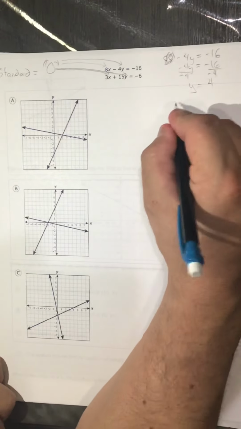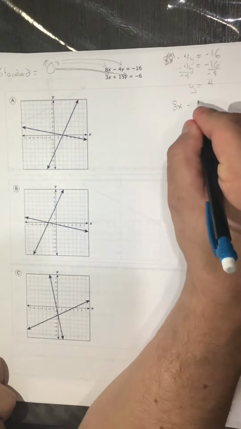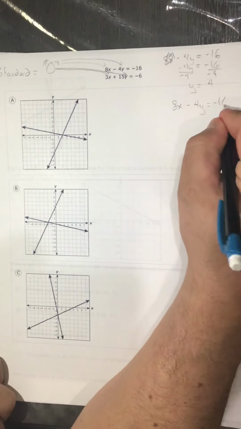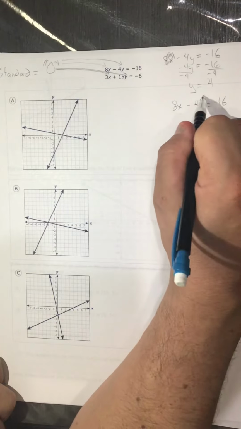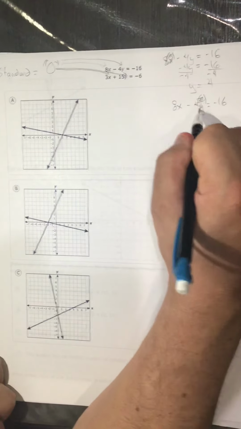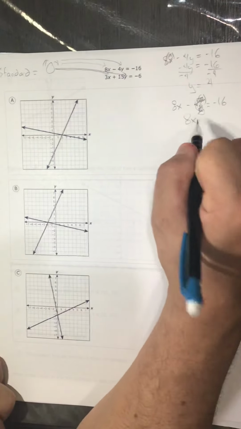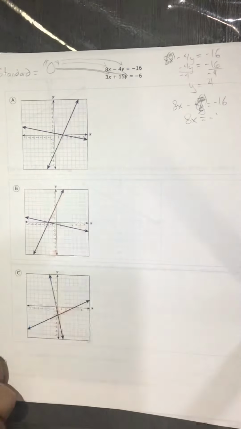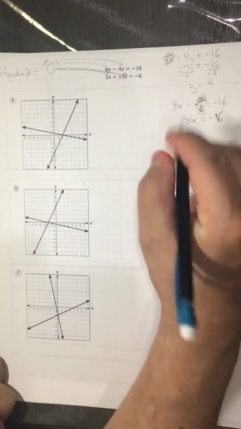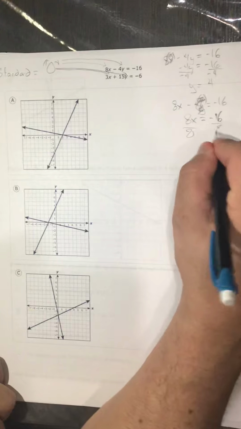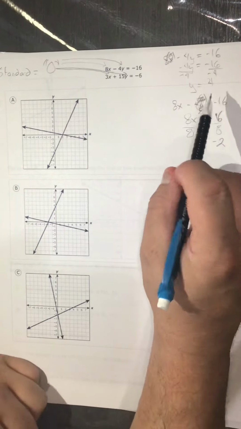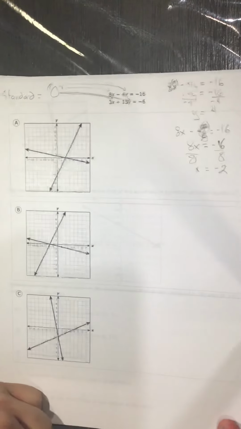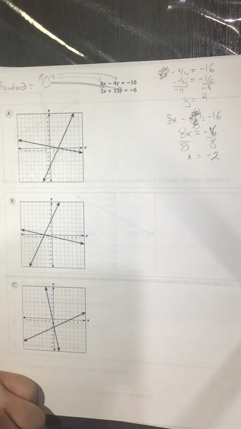Now I'm going to do the exact same thing. 8x minus 4y equals negative 16. But this time, instead of substituting 0 for my x, I'm going to substitute it for my y. And these are going to cancel out. So I'm left with 8x equals negative 16. When I divide by 8, x equals negative 2. So I know my y is 4, and I know my x is negative 2.